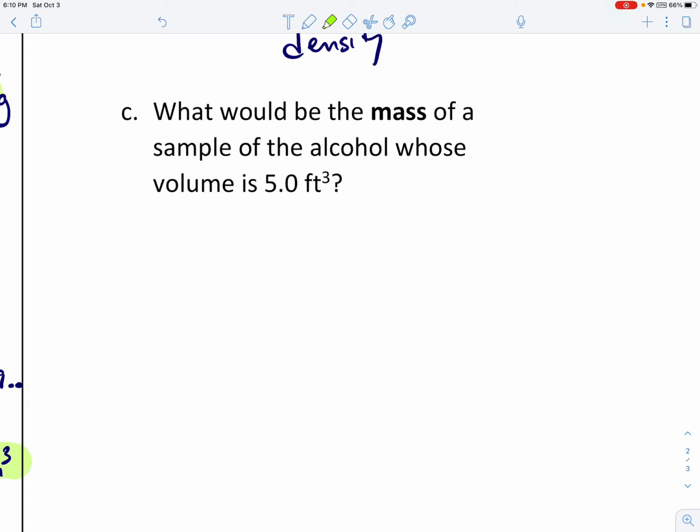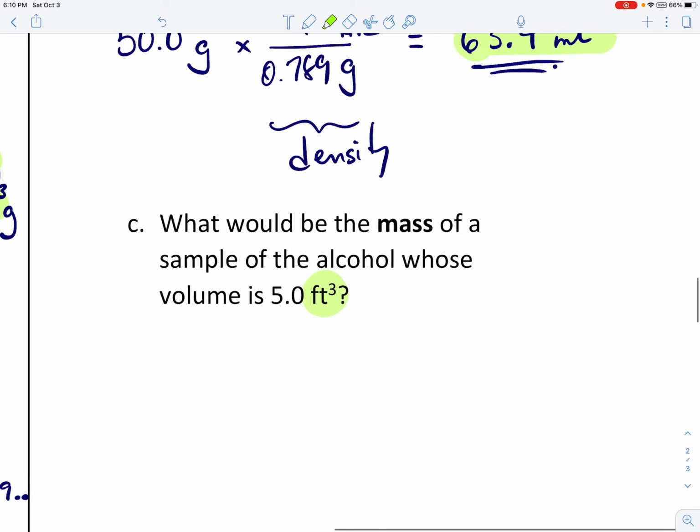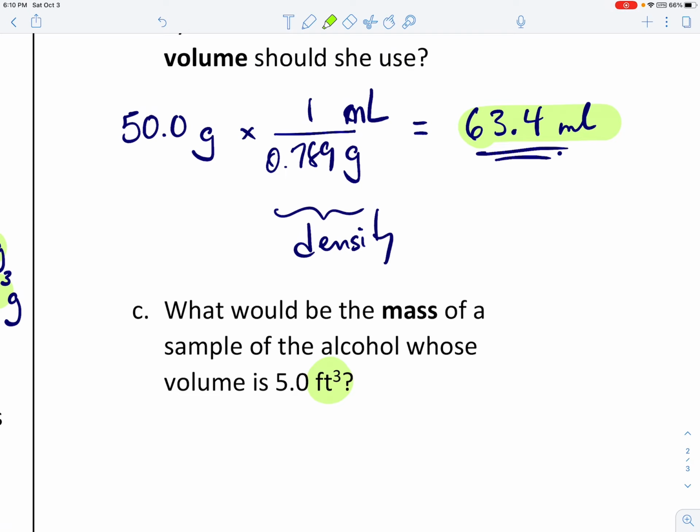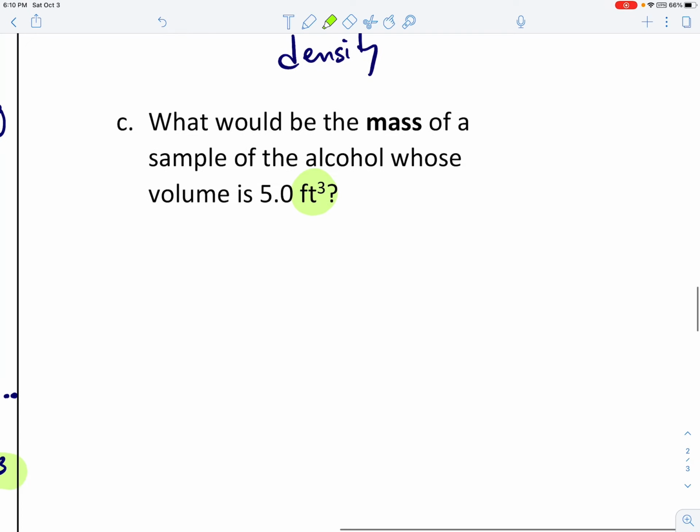And the last question here, this one's a bit of a unit difficulty. You have a volume of the alcohol with a volume of 5.0 cubic feet. That's irritating. And we want to know the mass, right? So the cubic feet is irritating because our density is in grams per milliliter. So we're going to have to convert the 5 cubic feet into milliliters. So let's just start with that. 5.0 cubic feet.